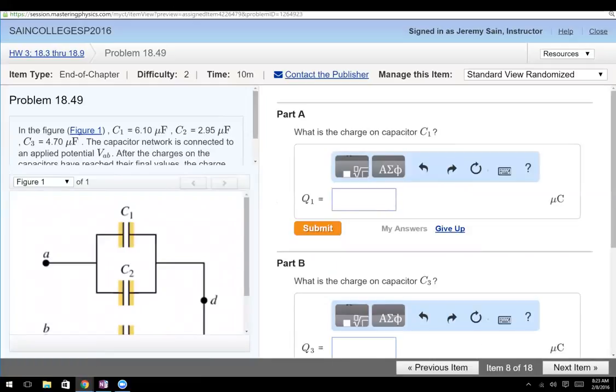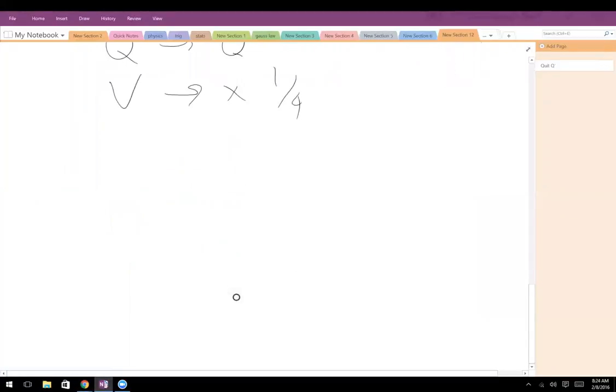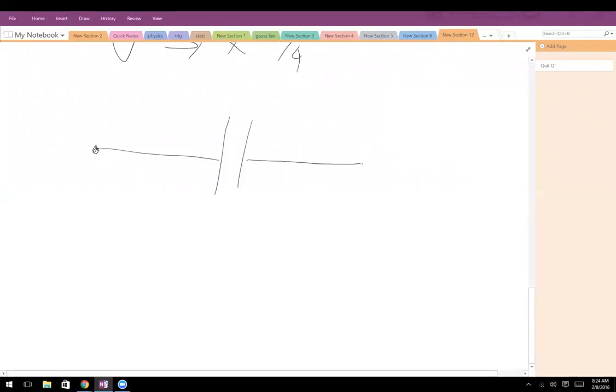Okay, so now we got a bunch of stuff connected in series and in parallel. So let's talk about that right quick, which again, you could just wait and skip to the end when I write down the answer, but I'm going to show you where the answers come from. So say we got 2 capacitors connected in series. Actually, let's do the parallel first. It's a little easier.